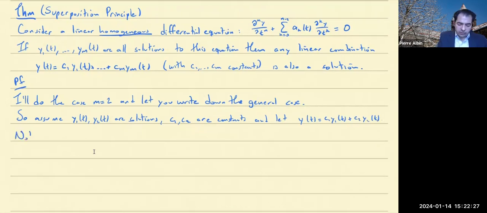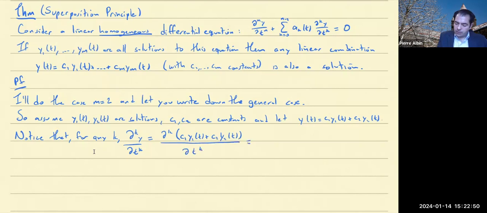Okay, so first notice that for any k, you take the kth derivative of y with respect to t. This is the same as taking the kth derivative of C1 y1 of t plus C2 y2 of t with respect to t, right? And, well, the constants just come out, and the derivative of a sum is the sum of the derivatives. So we just end up with the corresponding linear combination of the derivatives of y1 and y2.